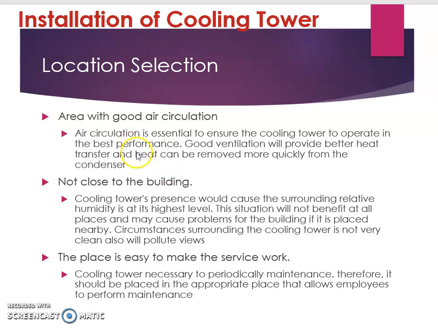For example, the first criterion we need to have is an area with good air circulation. Air circulation is quite important to make sure our cooling tower can remove the heat at its optimum performance. So with good ventilation, for example, if we locate it on the rooftop, it has very good air surrounding and good ventilation, so we can remove the heat quickly from the condenser.